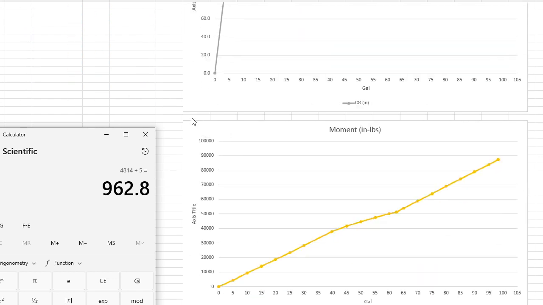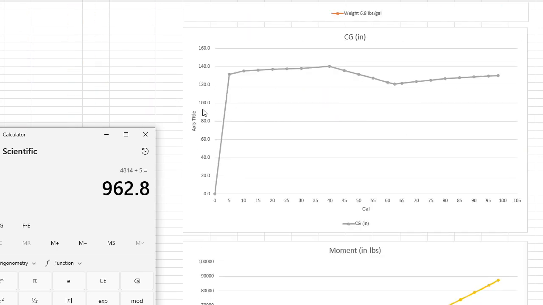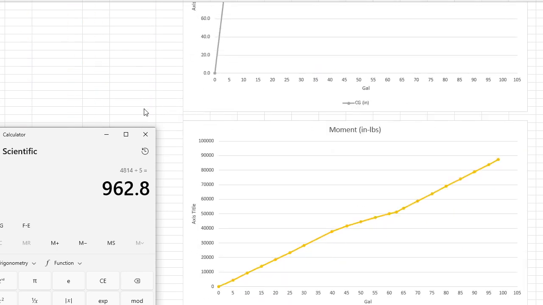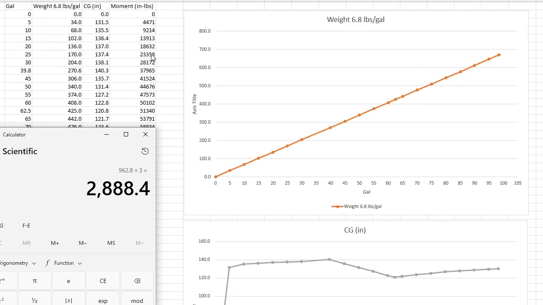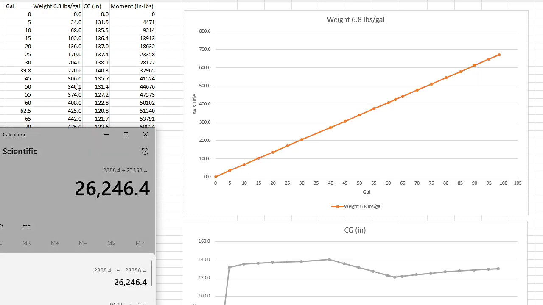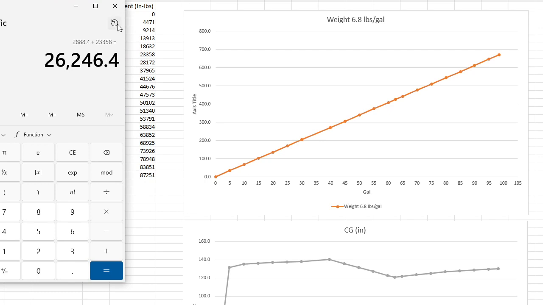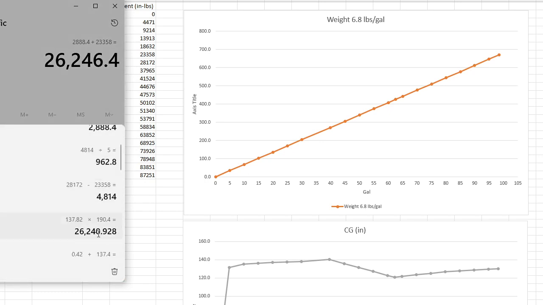Now, say if we use the same example, 28 gallons, we would times this by 3, and we would add it to 23,358 inch pounds, which gives us 26,246.2, which I think would have been pretty close. It's off by 6 inch pounds, which is less than 0.01% or thereabouts.